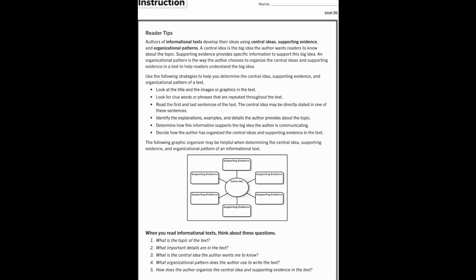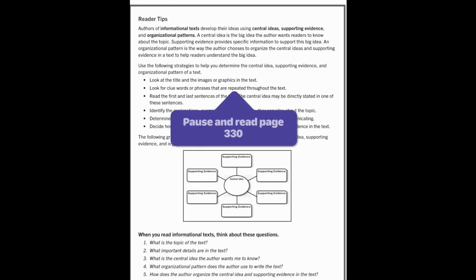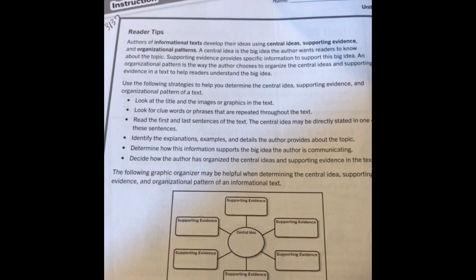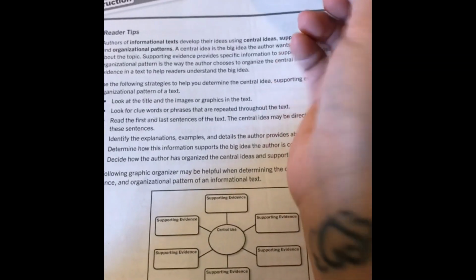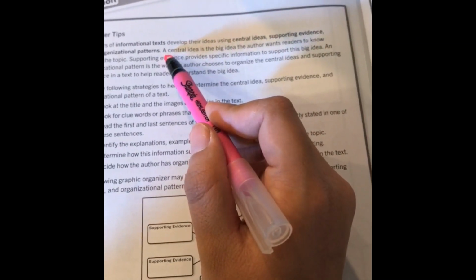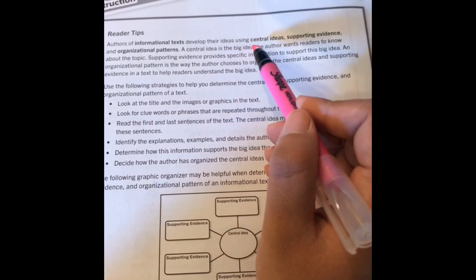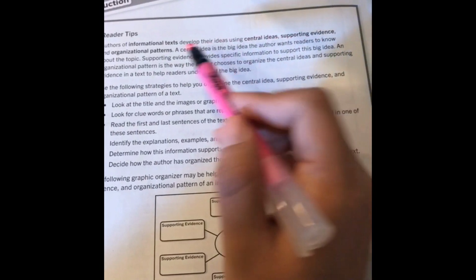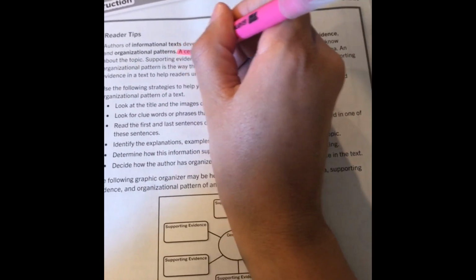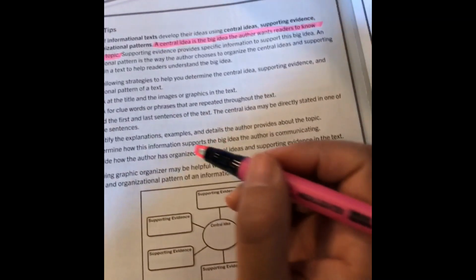Okay, I want you to open up your books to page 330. And I want you to pause the video and take a few minutes to read this page. There are some things that I want to point out to you. I want you to look at this second sentence here. It states, a central idea is the big idea the author wants readers to know about the topic. So that right there is important. Remember, central idea, main idea, key idea.